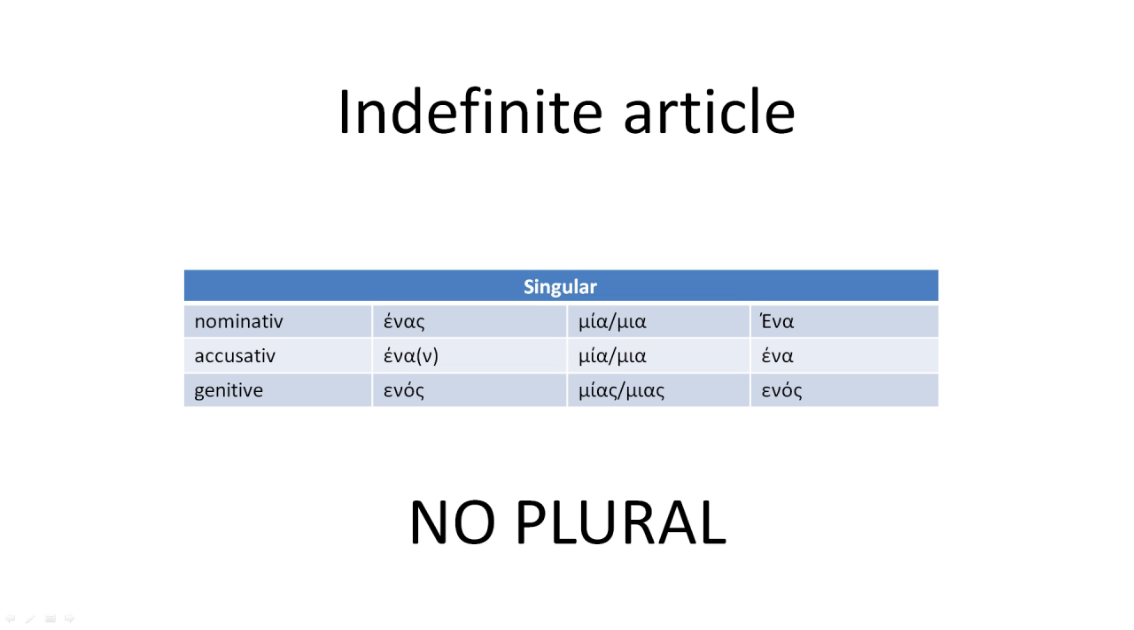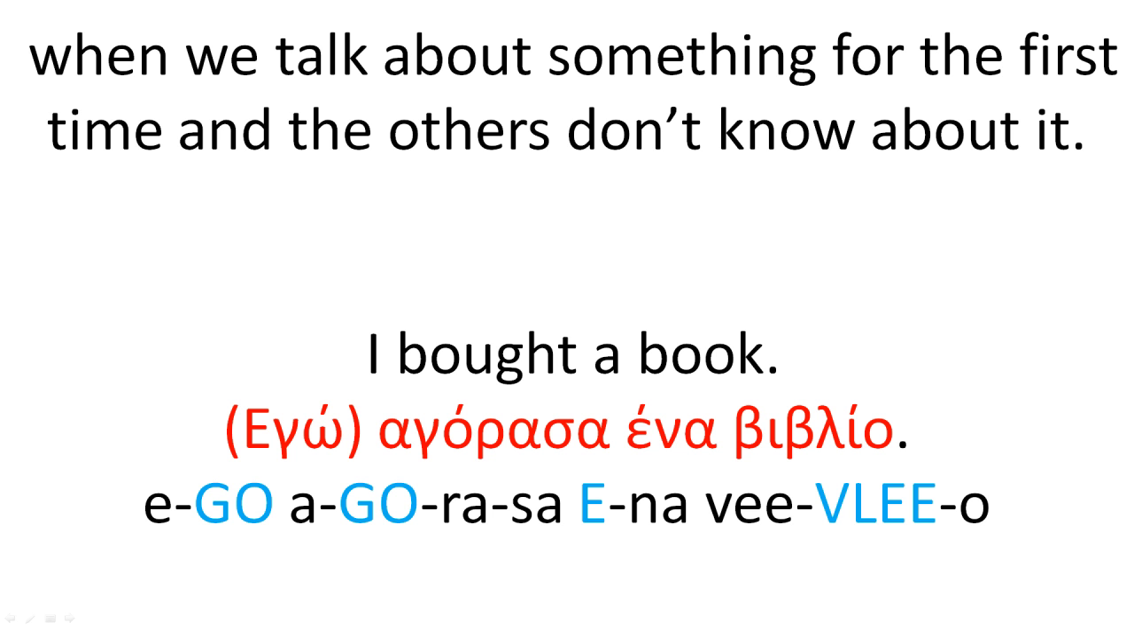There is actually no difference whether we use μία or μια. I think the only difference might be that μια sounds a bit more informal. Other than that, they are both the same. Now for the neutral, we have ένα in nominative, ένα in accusative, and ενός in genitive. The general use of the indefinite article is when we talk about something for the first time and the others don't know about it. Example, I bought a book.